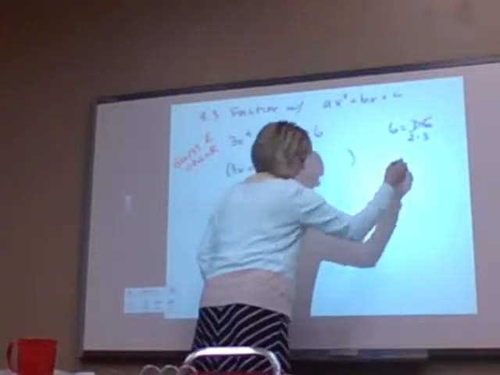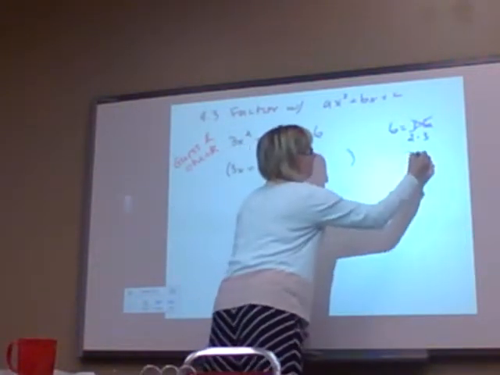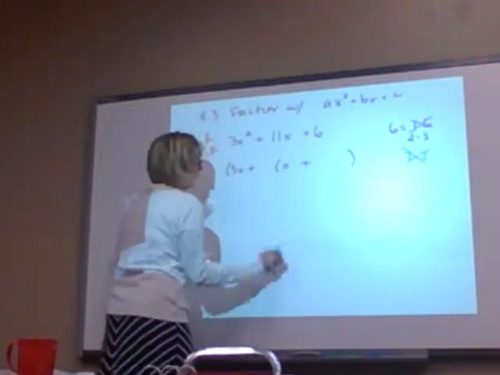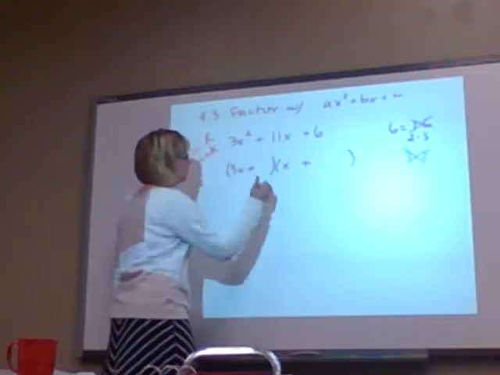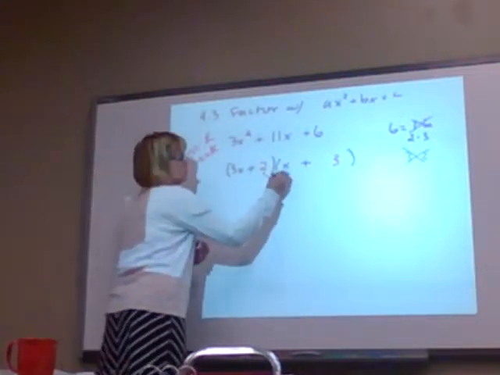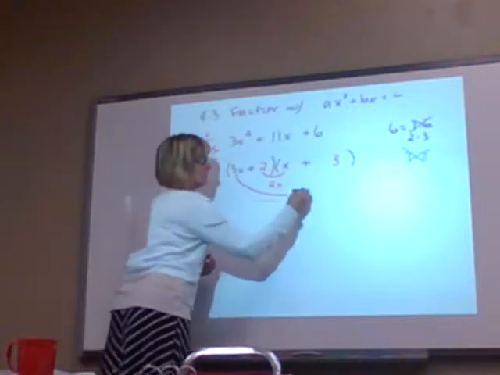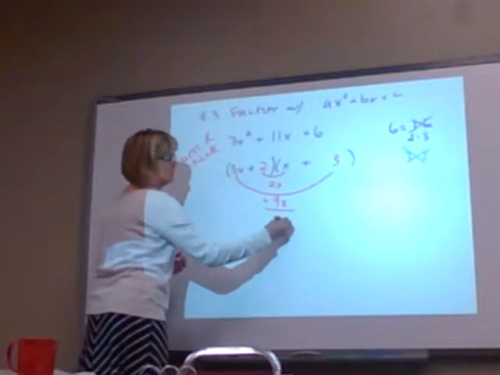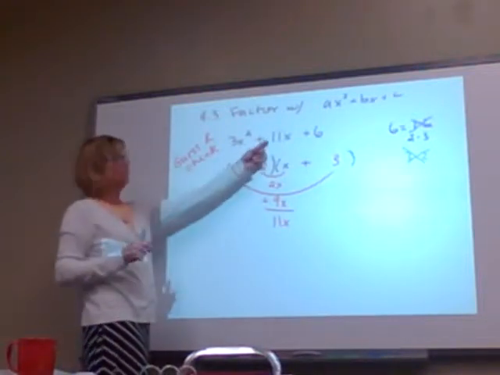Not 3 times 2. But we could try 2 here and 3 here. 2 times x is 2x, 3 times 3 is 9x, and if I add 9 plus 2, I get 11x. Ding, ding, ding, we have a winner.